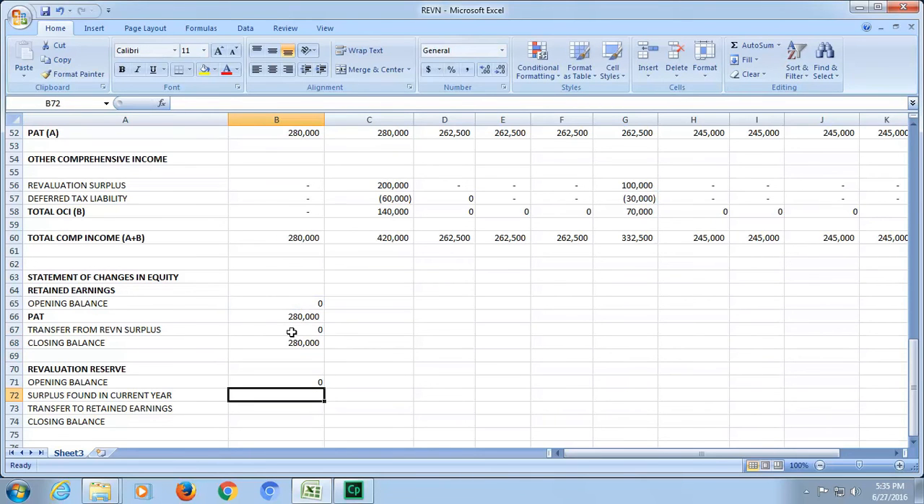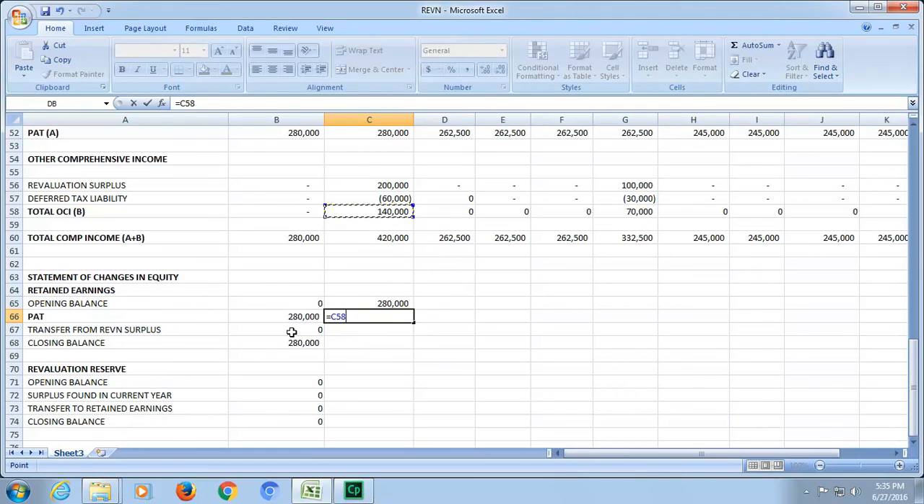Surplus found in the current year was 0. Transfer to retained earnings is 0. Closing balance would be equal to opening balance plus the surplus minus the transfer to retained earnings. Okay. Now second year opening balance would be equal to closing balance of first year. The current year PAT would be 2,80,000. Transfer from revaluation reserve, again in the second year, once we fill up the revaluation reserve column here, automatically this figure will appear.